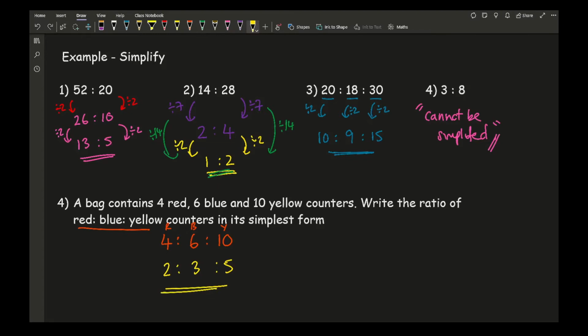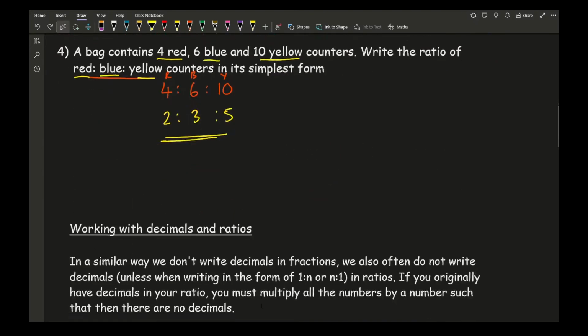Now again, take particular care that the order in which you're writing the numbers is exactly the same order as how they want the ratio. Sometimes they do like to mix it up just to check your understanding and your reading of the question. So just take an extra couple of seconds to make sure that you have read the question carefully.